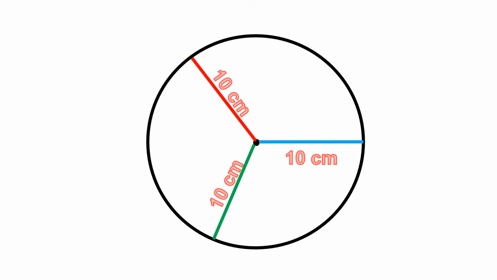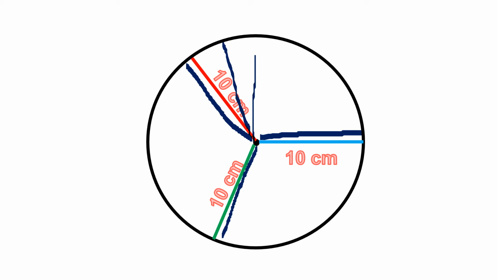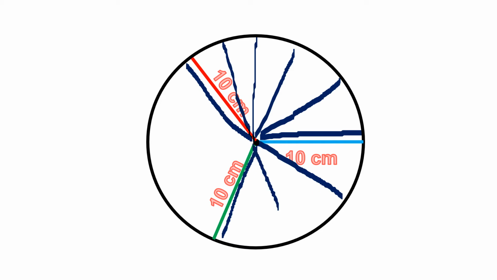Ngayon, from this point to this point, ang sukat ng radius natin ay 10 centimeters. At itong radius na to, sukat din niya ay 10 centimeters. At ito naman, 10 centimeters din yung sukat. Kahit mag-drawing pa tayo ng ibang radius, from the center to the circumference of the circle, ang sukat ng lahat ng yan ay 10 centimeters. Yun yung sinasabi ng theorem na radii of a circle are congruent.